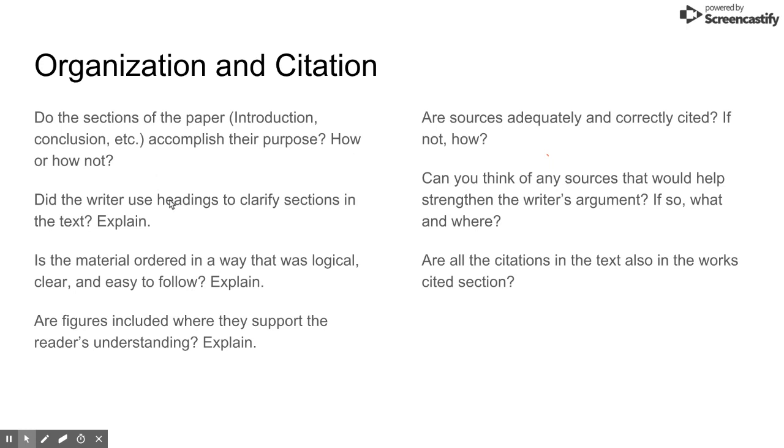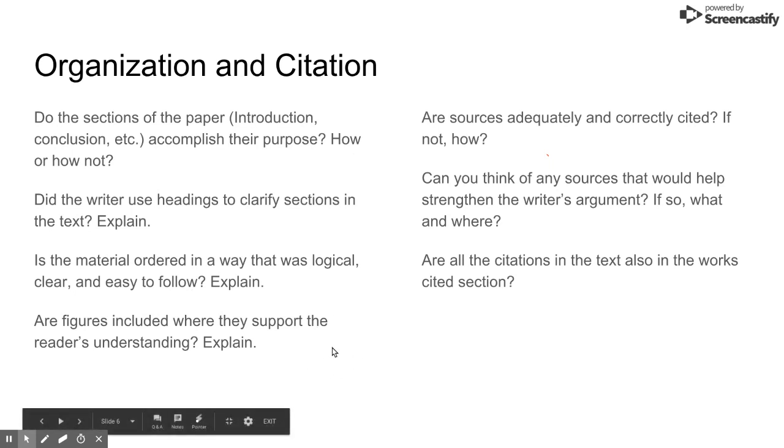Did the writer use headings to clarify sections in the text? Explain. So if they need headings to break down and give themselves some organization, did they use it? Is the material ordered in a way that was logical, clear, and easy to follow? Are figures included where they support the reader's understanding and explain? This is a really important one, and it's not usually given a lot of attention. If you're reading a paper, if this has ever happened to you, you're reading the paper and you just think, gosh, if I could see a picture of this, it would really help me understand what they want me to see. You know, you write a description for an area that you're studying.